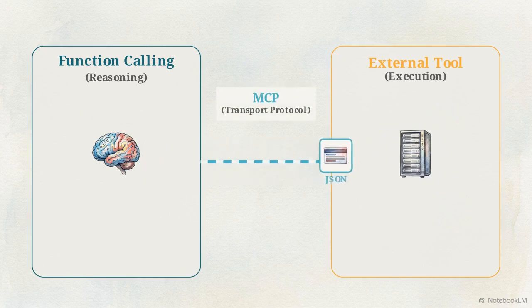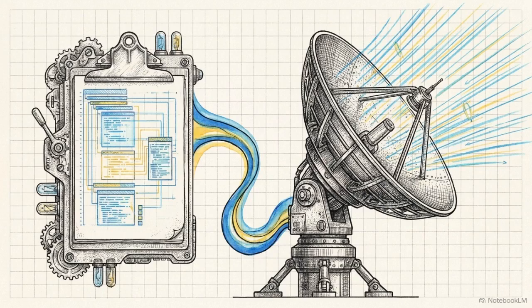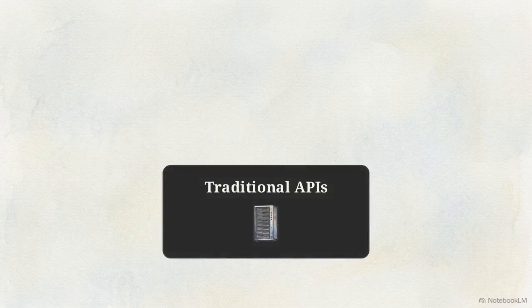Function calling and MCP operate as complementary halves of a single pipeline. The model decides to initiate a call, and MCP provides the network infrastructure. Your traditional APIs still perform the actual computational work. MCP simply layers on top of them to provide a universal discovery and routing mechanism.